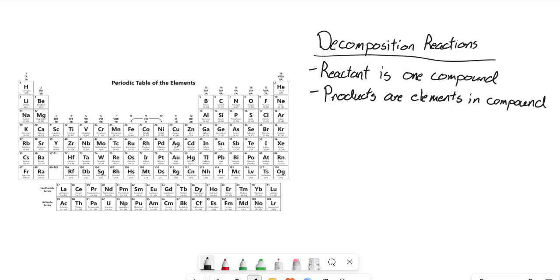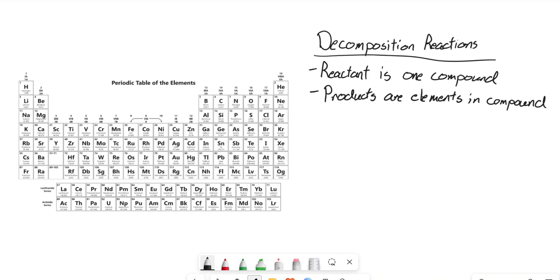If you were to take a synthesis reaction and run it in reverse, what you pretty much have is a decomposition reaction, where synthesis takes two elements and combines them into a single compound. A decomposition reaction takes that one single compound as a reactant and breaks it apart into its individual elements. After all, to decompose means to break down, to break apart into simpler pieces.